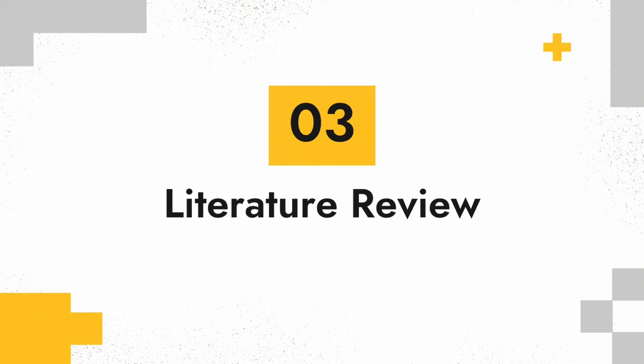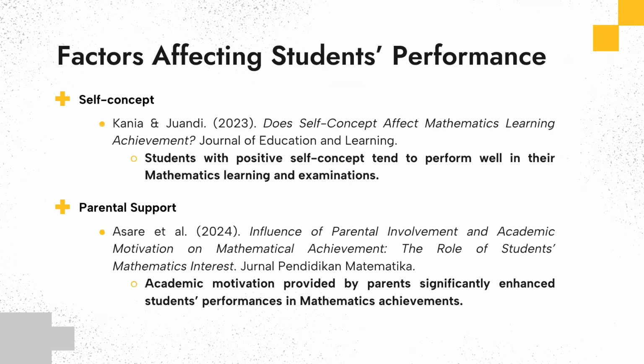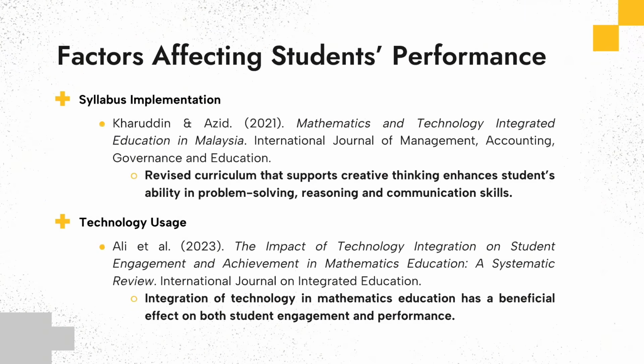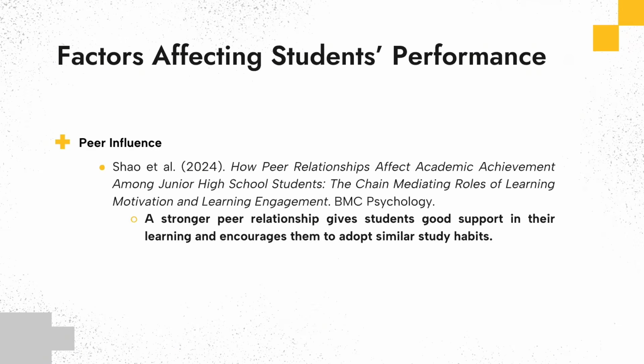Now, we will be moving on to the literature review. The literature review consists of previous studies regarding the factors affecting students' performance in mathematics and the usage of AHP method in education. The factors comprise self-concept, parental support, teachers' teachings, practice exercises, syllabus implementation, technology usage, and finally, peer influence. All of them show that their positive implementation resulted in good performance in mathematics achievement.